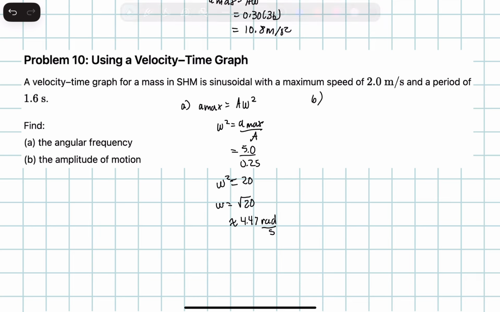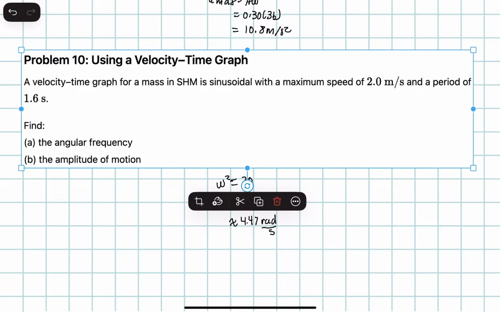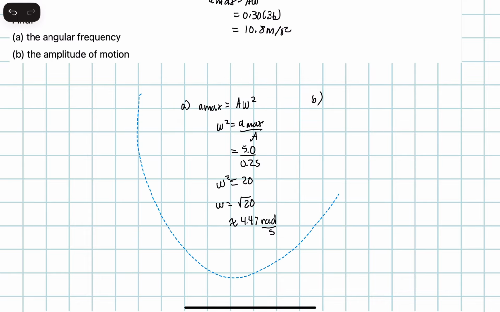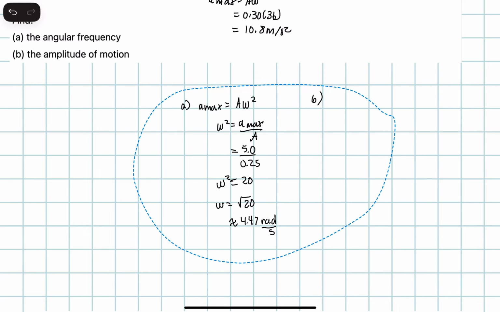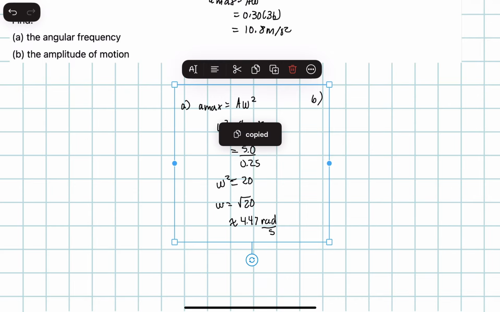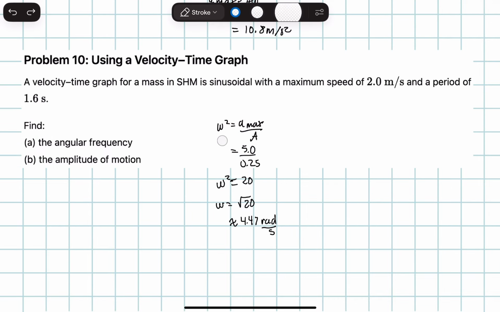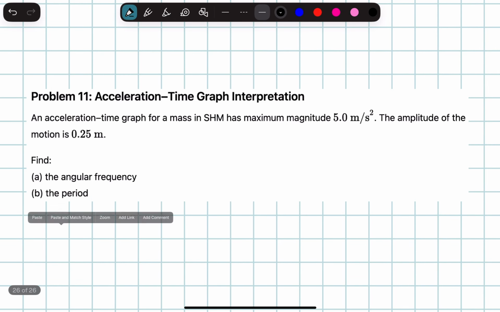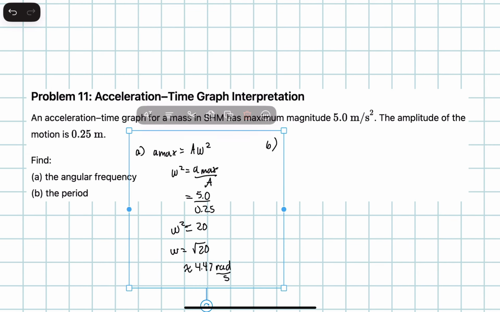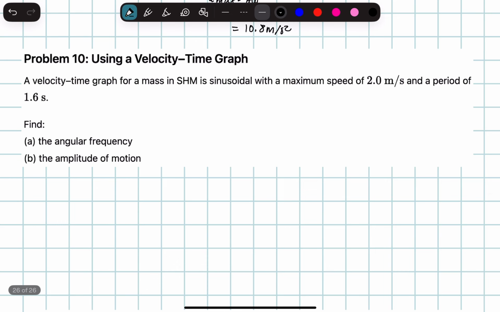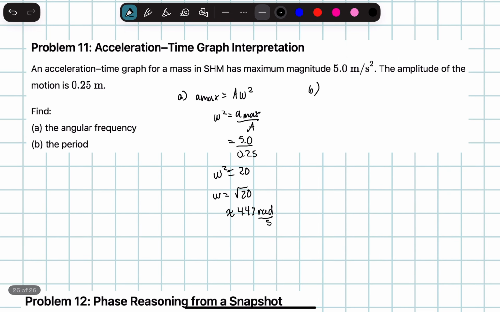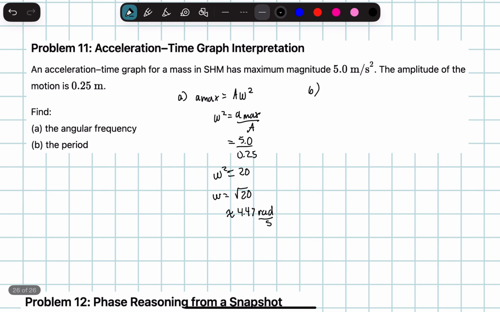Actually, hold on. This is one lower. So we can actually continue on with this.